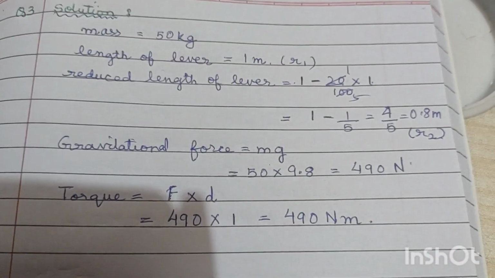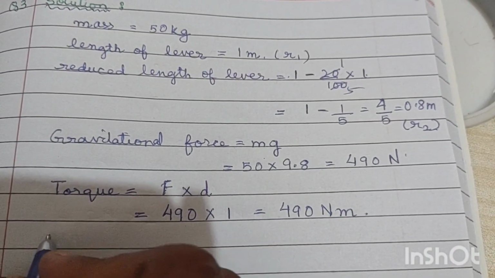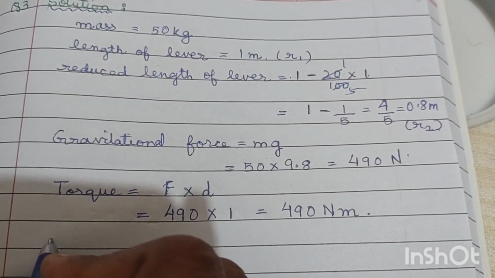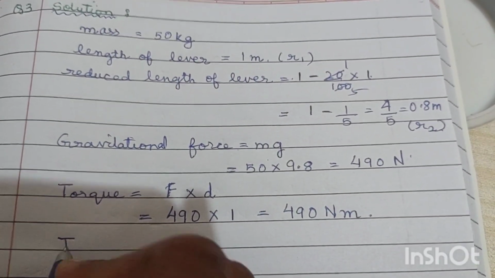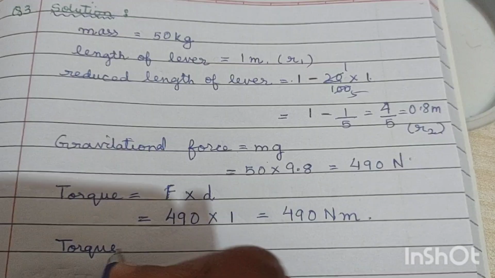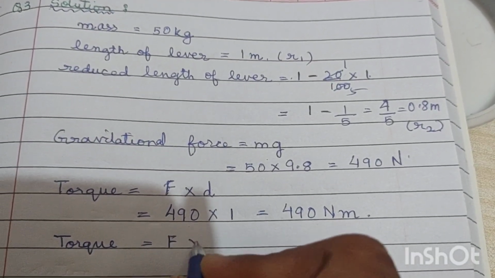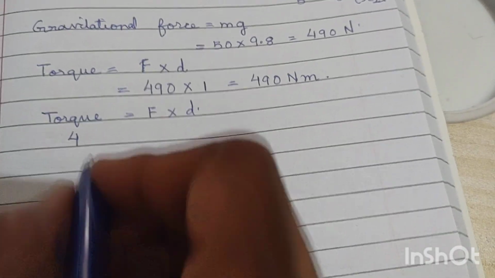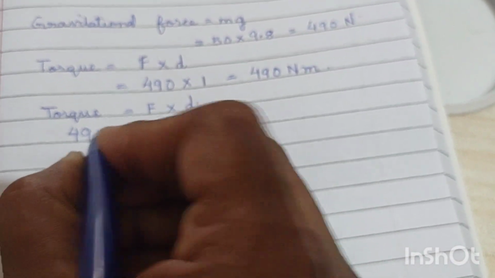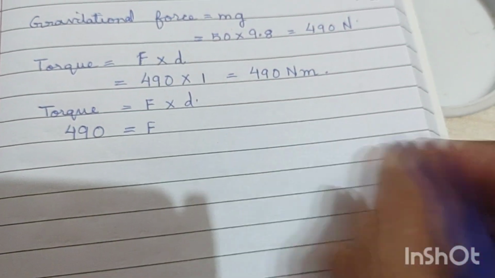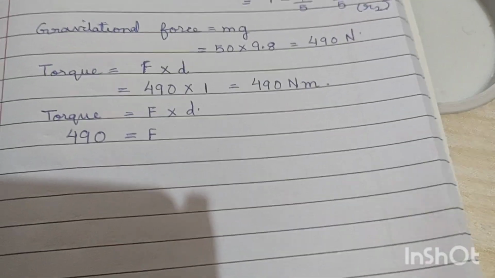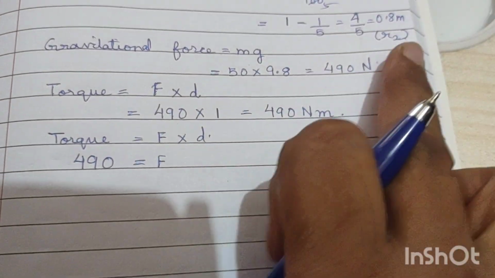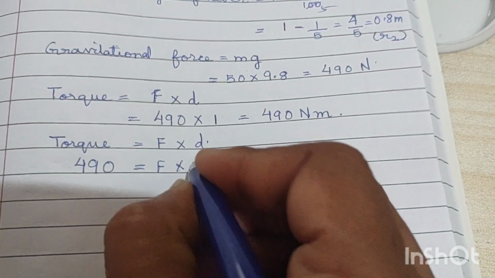In the question it says how much more or less force is to be applied to achieve the same torque. So in the second case also the torque remains the same. So we will find the force. So torque is equal to force into the distance. This is 490 Newton meter. Force we have to find out, and now the distance is the reduced one, which is 0.8 meter.